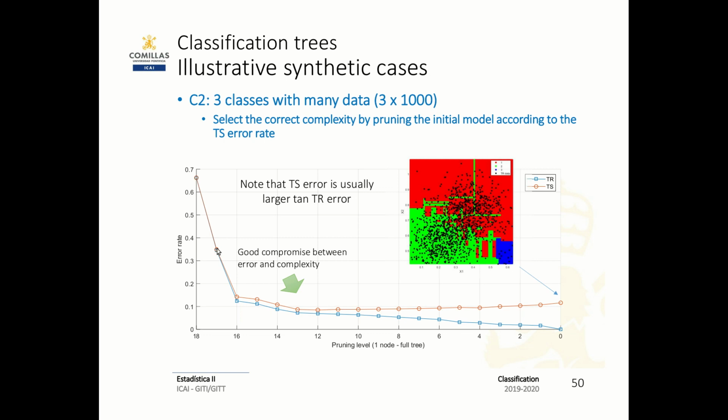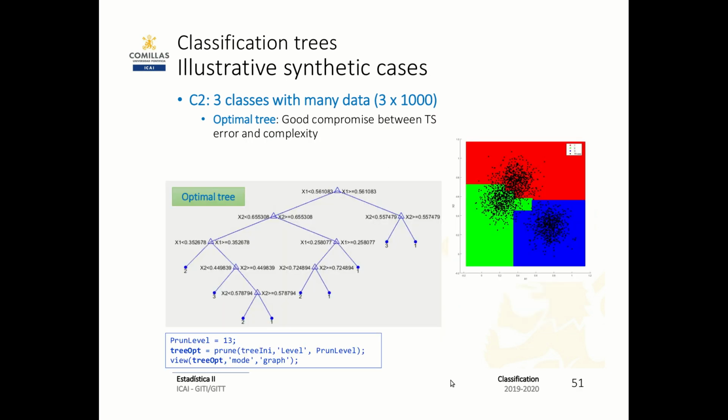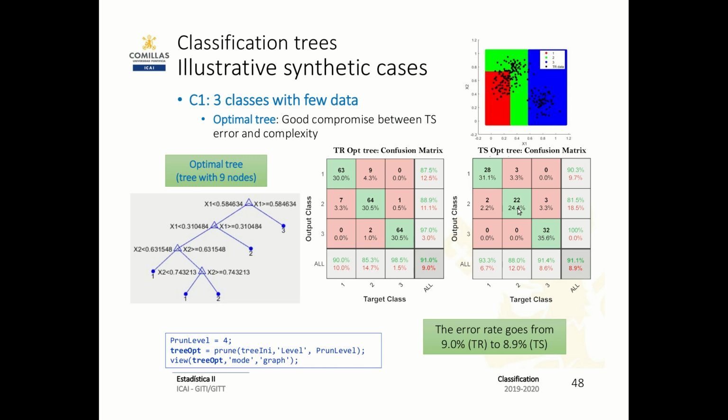This is with a very simple classification tree, and then we have to look for an optimum. The optimum in this case seems to be around here, 13. So for the prune level 13, this is the classification we are having, and this is a bit more complex than the one that we had before.